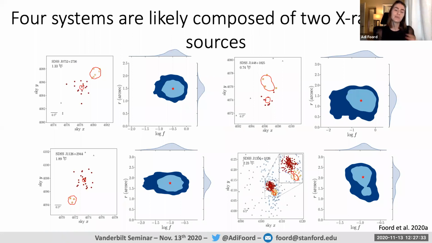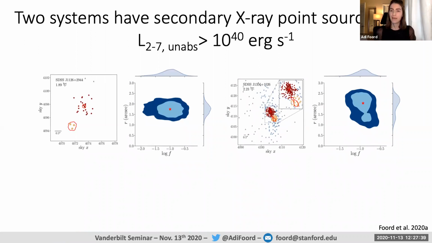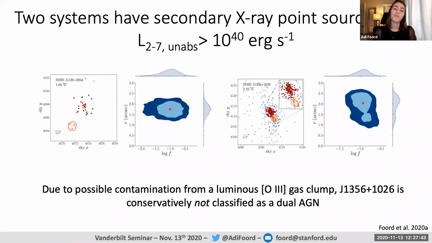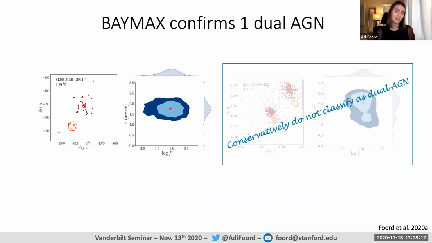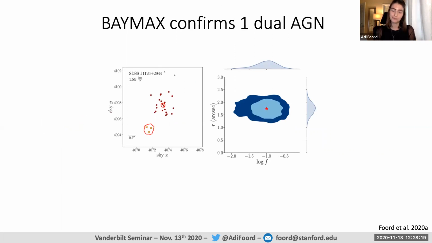So returning to these four systems, I carried out the spectral analysis, and I found that there were two that had a primary and secondary that met that AGN luminosity criterion. One of the sources was that merger that had that diffuse emission, and so I carried out an additional analysis where I compared the spectrum of the secondary to the spectrum of the diffuse emission. The idea being that that secondary could represent some dense clump of material that was also the material that made up that diffuse emission. And so I couldn't discern between the two spectra at a high enough confidence level. And so conservatively, we did not classify that system as a dual AGN. And we were left with BAYMAX confirming one dual AGN in the sample.